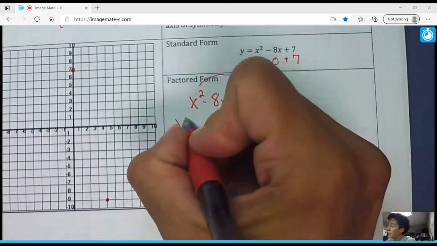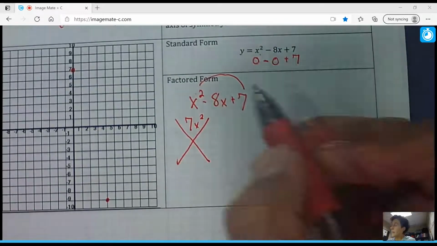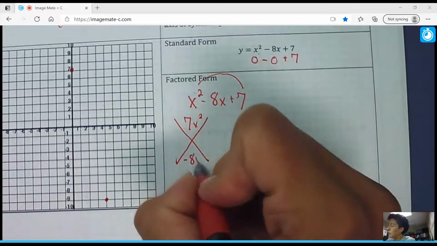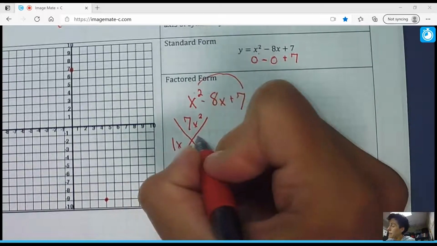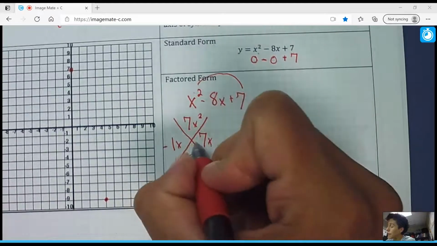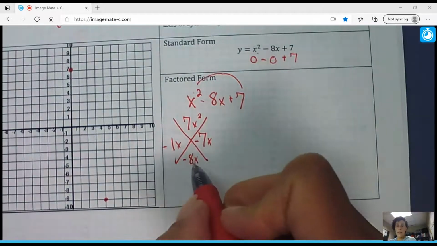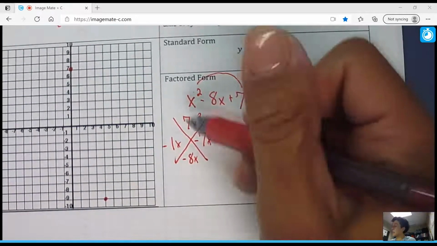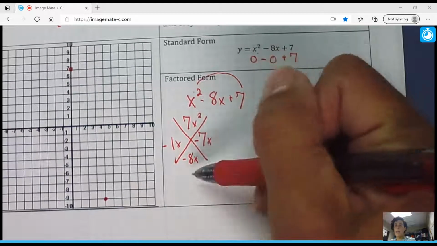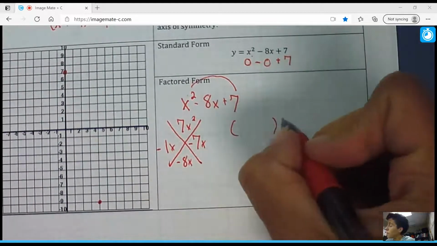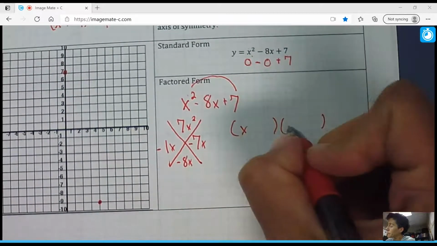and I want to know, are there factors of 7 that get me to -8? And the only factors of 7 are going to be 1 and 7. And I will have to make them both negative to get that -8. I know there's going to be negatives on the side because there's negatives on the top and bottom. So we can go to our parentheses, fill in those x's.